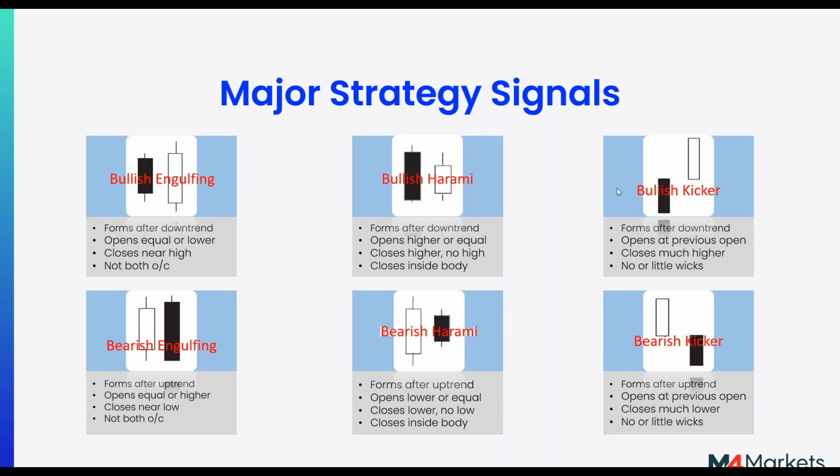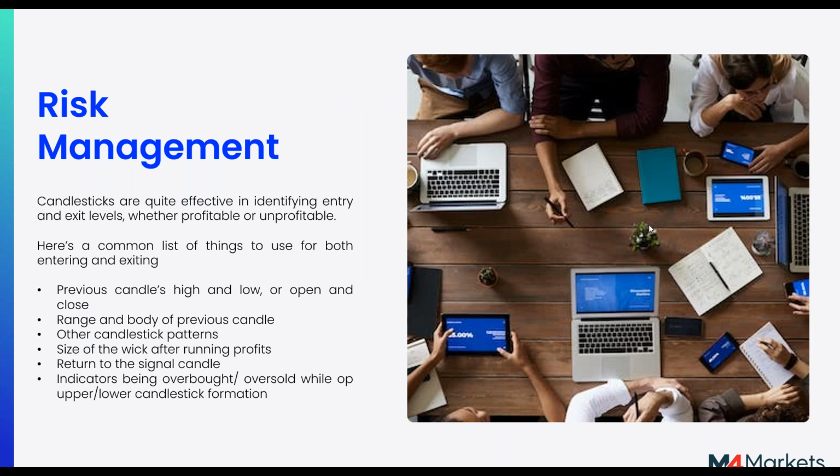And then we've got the kicker, bullish kicker. It forms after a downtrend. But as I said before, it's not always the case that we need to have a trend. It opens at the previous open, which is up here. It closes much higher, usually the distance of the previous candle at least, and we have no or very small wicks. Okay, but it's very important that we don't go into the territory of the previous candle at all.